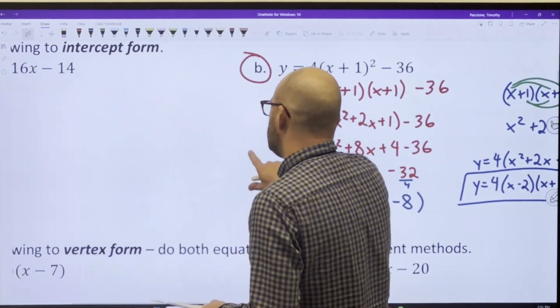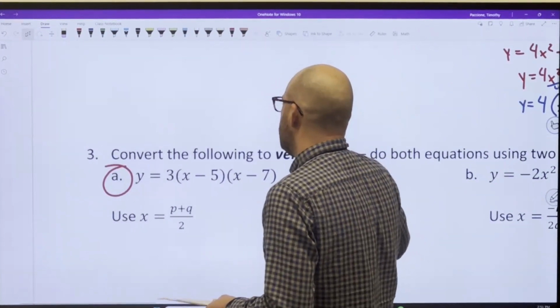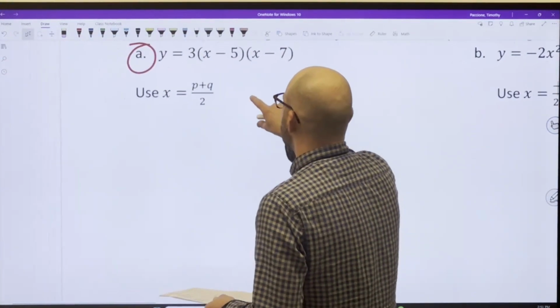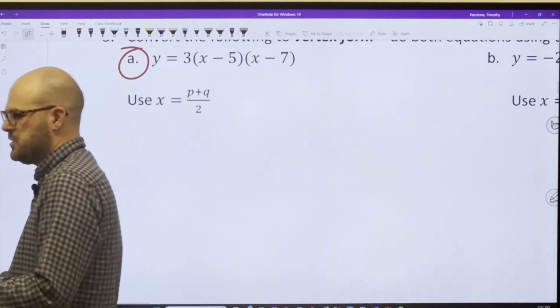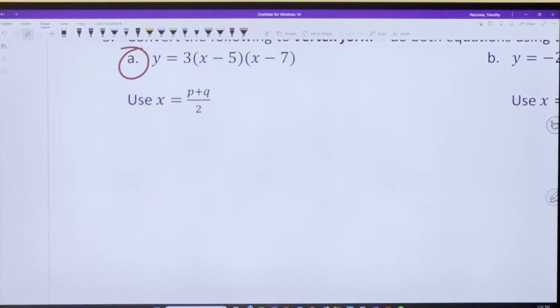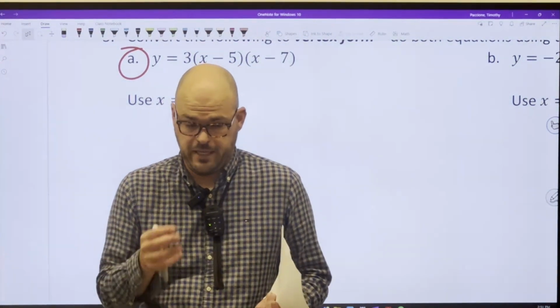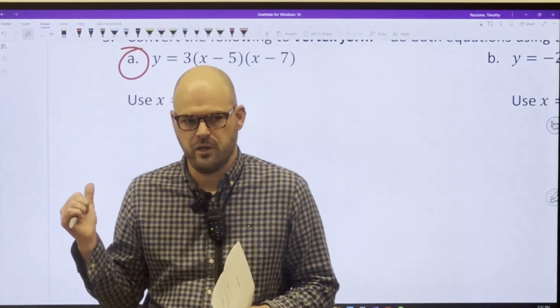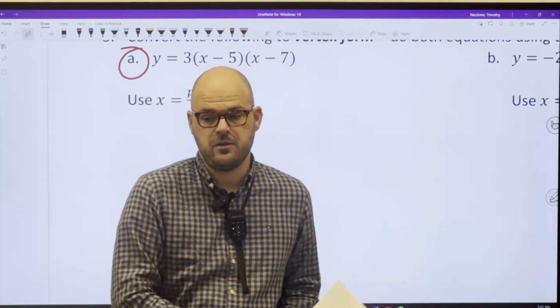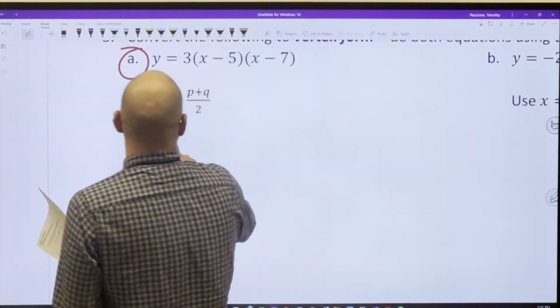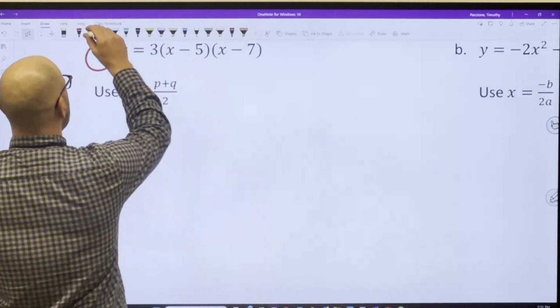3A. All right, so 3A. It says convert to vertex form and use both methods. Okay, so this is intercept form, and we've got to get to vertex, right? So we talked about the two options: you find the pieces and you plug them into vertex. So that's the first thing we're going to do. The other option is to convert to standard and then convert to vertex, right? So y'all chose some longer problems here, which is fine because those are the harder ones.